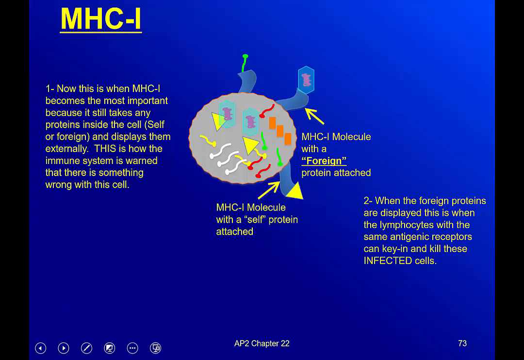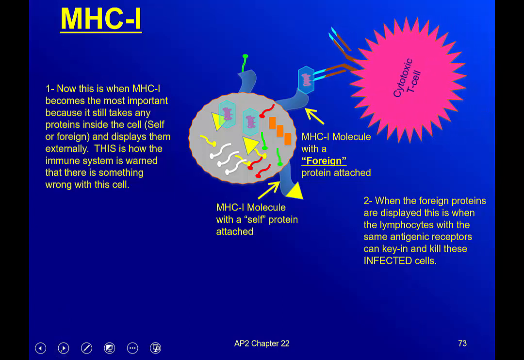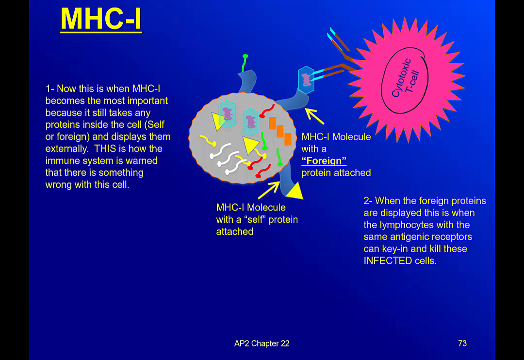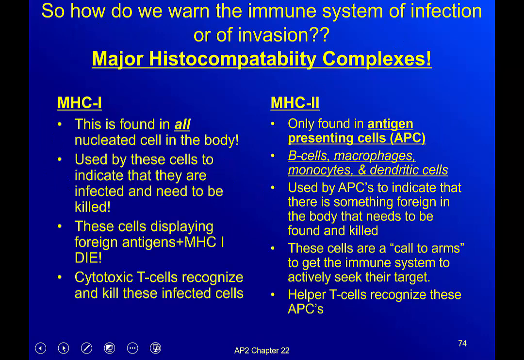In this case, when that cytotoxic T cell comes around and has that variable region that recognizes this target, it says, I'm a cytotoxic T cell. There is something wrong with this cell. I need to kill it because it's not supposed to be here. Okay? So, that was MHC1. Let's talk MHC2.